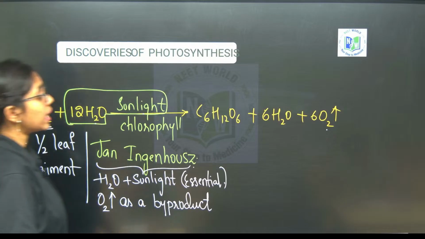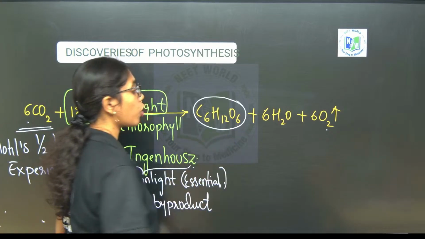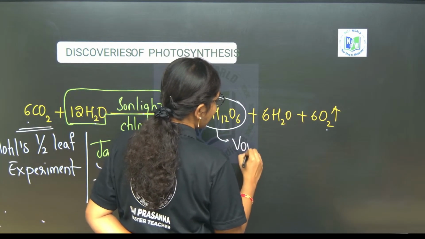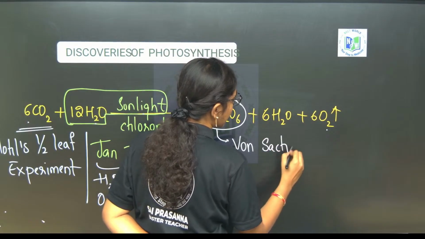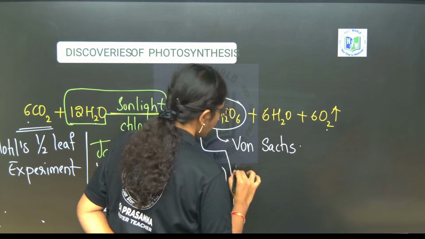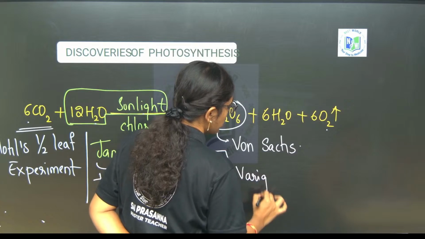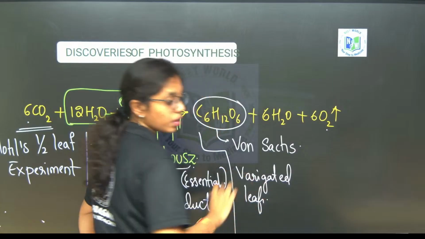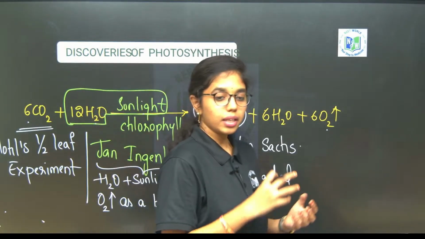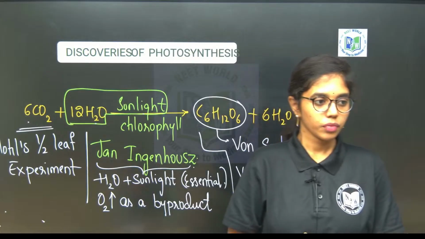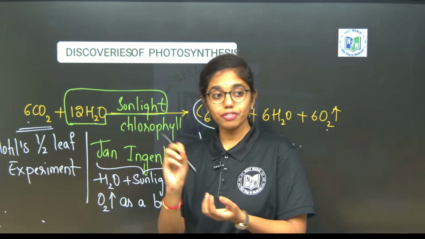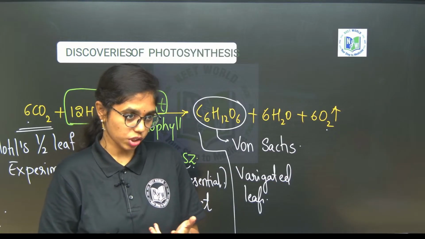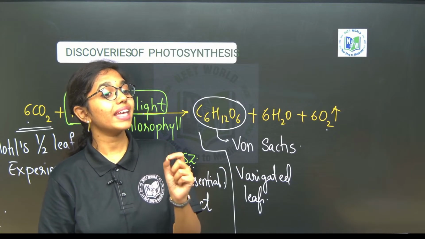Next, who said that glucose is the primary product of photosynthesis? This is given by the scientist von Sachs, who conducted an experiment on a variegated leaf. What is a variegated leaf? Have you ever seen a leaf in different colors? Have you ever seen a leaf with some green parts and some non-green parts? Yes, right, there are some leaves as such. Those leaves are called variegated leaves.